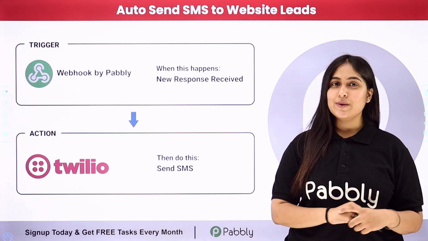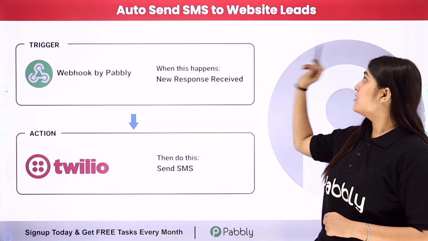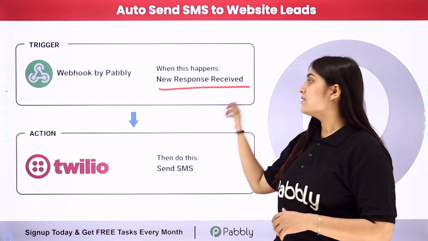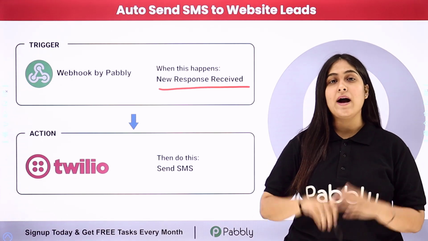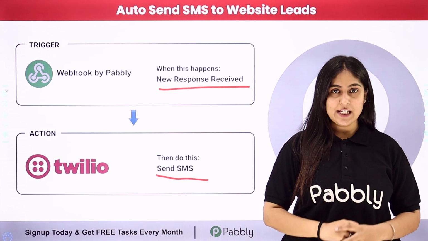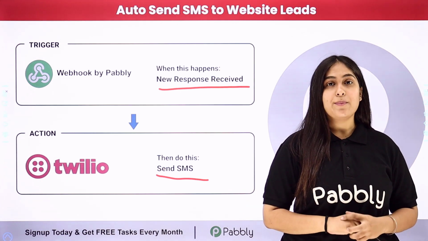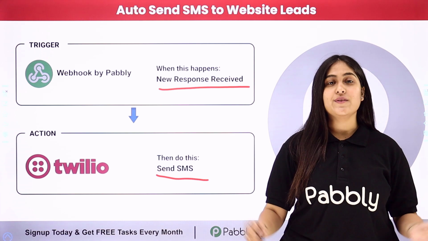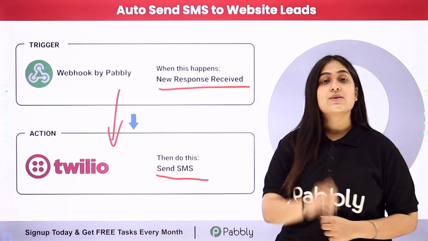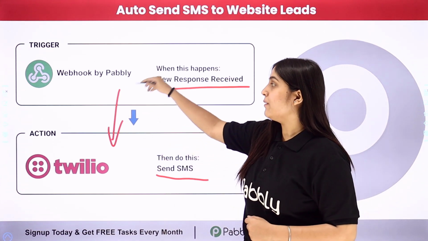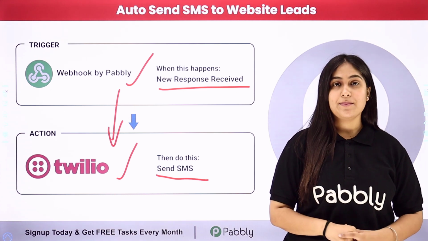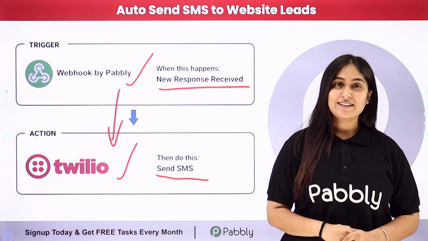So in this video we are going to learn how to auto send SMS to website leads. Here in this case I want whenever a new response is received in my Webhook by Pabbly, automatically an SMS should be sent to my customer using an SMS sending application. To automate this entire process we are going to use an automation software named Pabbly Connect, in which we need to connect our trigger and our action. In this process, our trigger application will be Webhook by Pabbly and our action application will be Twilio. So to learn this process step by step, let me take you to my screen.